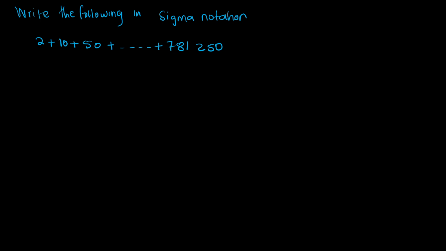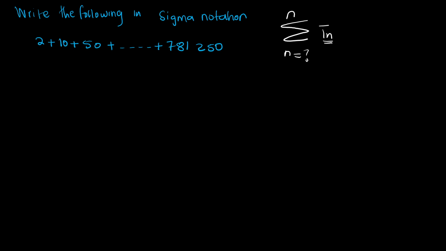Okay, grade 12. Let's look at what we have here. We need to write the following in sigma notation. So we need to first find the general term, Tn. To find Tn, we need to know the type of series that we are working with.